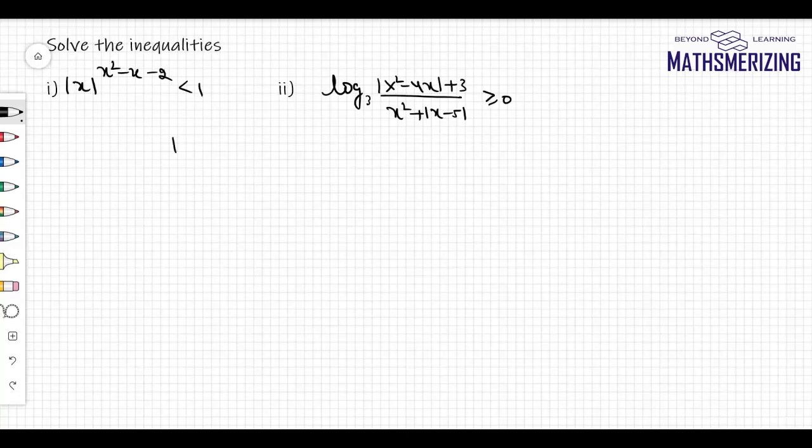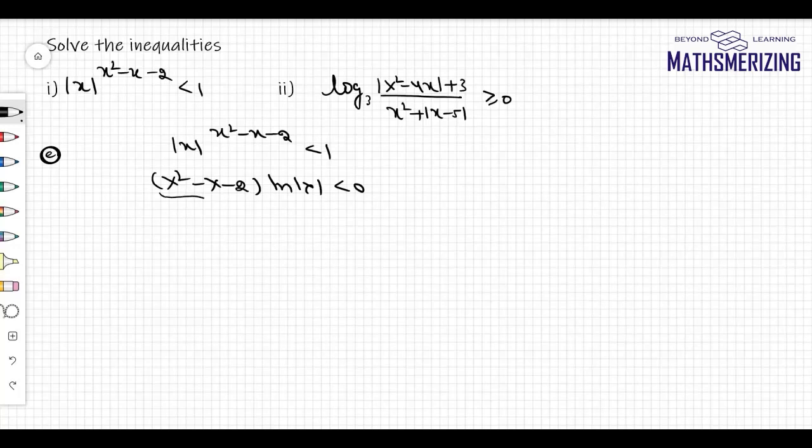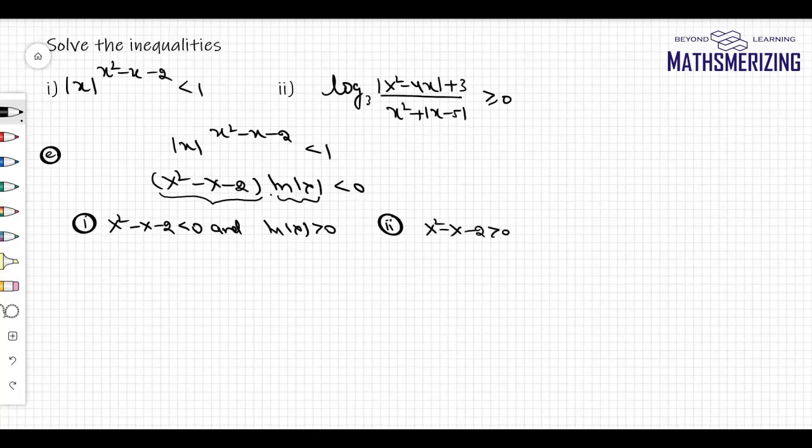Now for the first question, which is |x|^(x² − x − 2) is less than 1. I'll take log both sides and I'll take log to any base which is greater than 1, maybe e. Now because at base e, log is an increasing function, so sign of inequality doesn't change. So I'll take log and I can write it as (x² − x − 2) log |x|, and this should be less than 0. Now product of x² − x − 2 into log |x| should be negative. So now I'll take two separate cases. Case 1, when x² − x − 2 is less than 0 and log |x| is greater than 0. And the second case, when x² − x − 2 is positive but log |x| is negative.